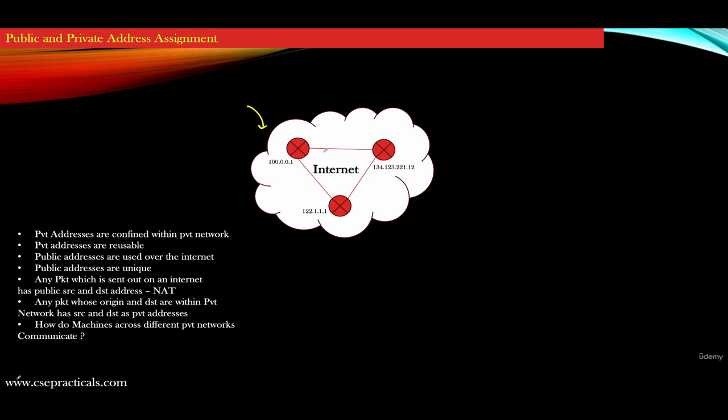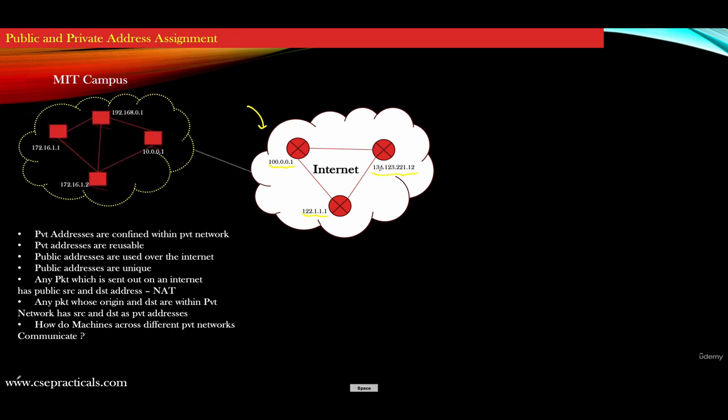Now you can see that each of these routers which route the traffic over the internet is allocated a public IP address. As per the range of IP addresses that we discussed in the previous lecture video, each of these IP addresses assigned to the routers running on the internet belongs to the public address range.